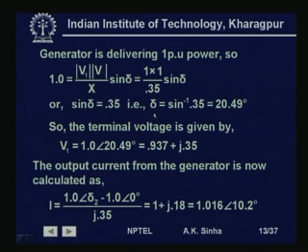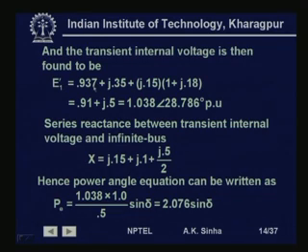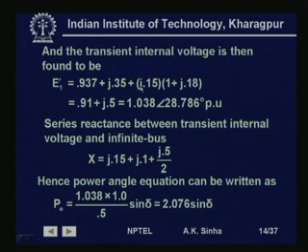So, we have got the current. Now, we know the transient reactance of the machine, and we know the current. So, we can find out the voltage behind the transient reactance of the machine. The transient internal voltage is equal to 0.937 + j0.35, that is, the terminal voltage, plus the drop, that is the reactance into the current. This comes out to be 1.038 angle 28.786 degrees. That is, the initial delta angle for the machine is 28.786 degrees, and the voltage behind the transient reactance, the magnitude value, is 1.038.